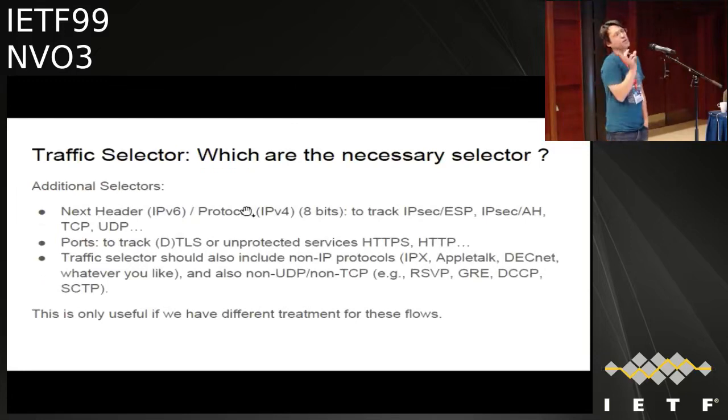So we have some additional selectors. We do not only proceed to a given security policy according to the fields of the Geneva header, but also according to the nature of the payload, the Geneva payload, which is the packet sent by the tenant. If you want to make some distinctions between DTLS, TLS, IPsec traffic from the tenant, then you need the next header and the port, and these additional selectors. So if that's too complex or if it's not enough, well, it's time to say it.